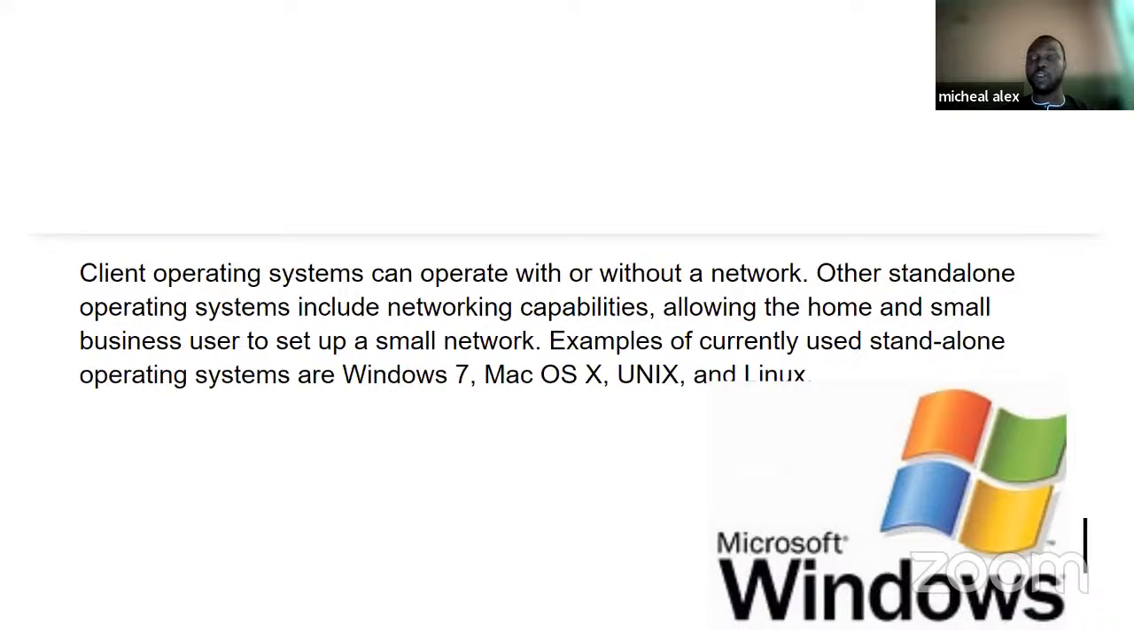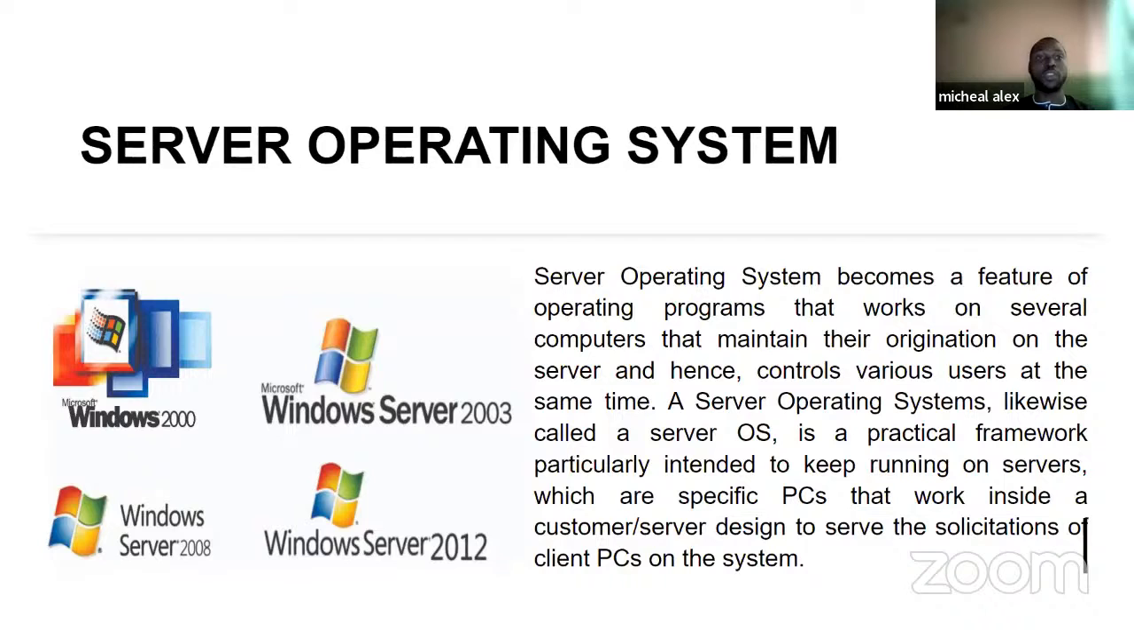So examples of currently used standalone operating systems are Windows 7. We all know Windows 7, we know Windows 10, we know Windows 11. As far as the upgrade, we all know this operating system. Then we have our Mac OS, that is the likes of Apple, and then Unix. Unix is known to programmers and network engineers, and also Linux. So these are operating systems that also give rise to some other operating systems, such as Ubuntu, Red Hat, CentOS, and so on.